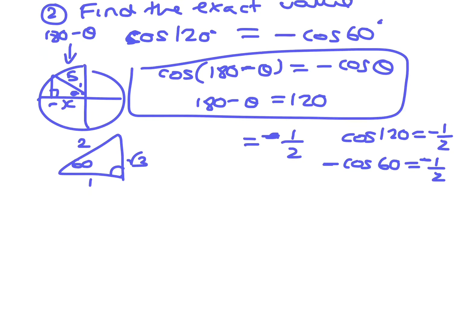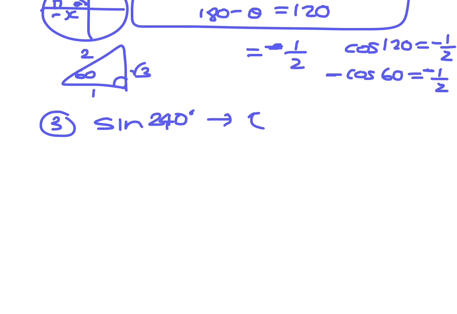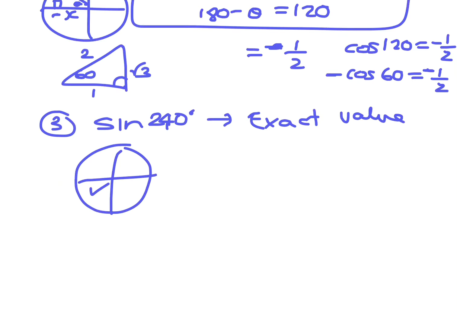Now you can also do these with a calculator. I'll show you how. But let's go sine 240. I'm going to do it in two ways. We're going to find the exact value. Okay, so first of all, 240, which quadrant? It's in the third quadrant. All stations to cos. That means you're going to get a negative answer.